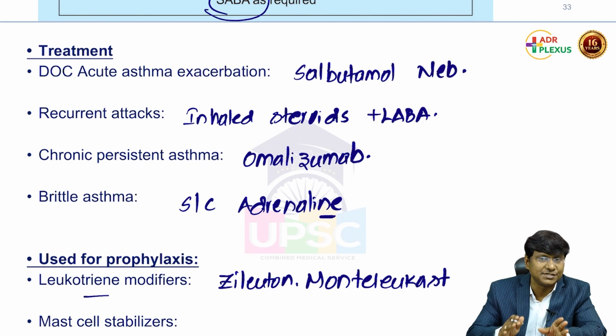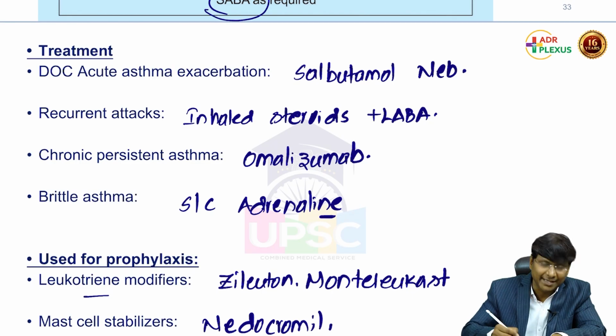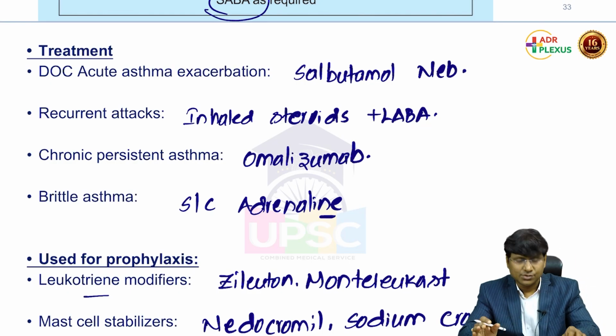And mast cell stabilizers, examples include nedocromil sodium, and the other important molecule is sodium cromoglycate, and the next one is ketotifen. So these are the examples of the mast cell stabilizers.